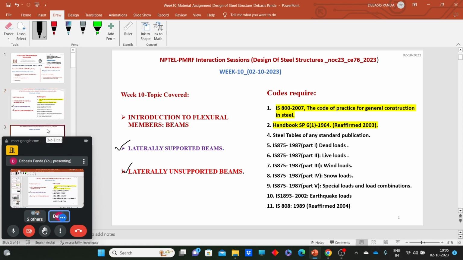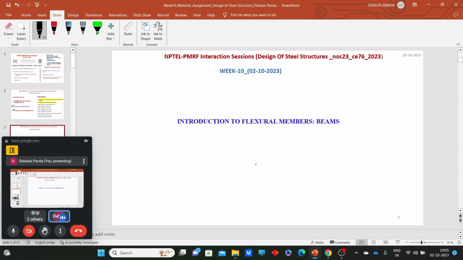So beams, more specifically the flexural members, right? Whom do we call flexural members? The members which undergo deflection due to application of loading. So let's start with the very beginning. Say, for example, we have a beam. For now, I'm taking a rectangular section of beam.